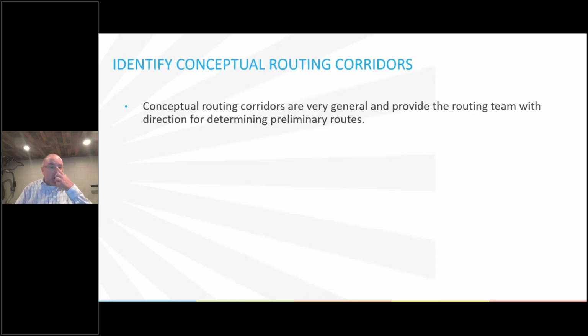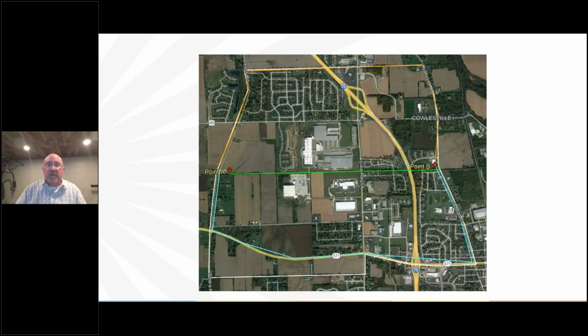So now we want to identify conceptual routing corridors. Conceptual routing corridors are very general and provide the routing team with direction for determining preliminary routes. You can skip this if you want. For me, it's a process thing, and I think it helps the client to see how we are building our routes. It's very general. So we have point A and point B here.